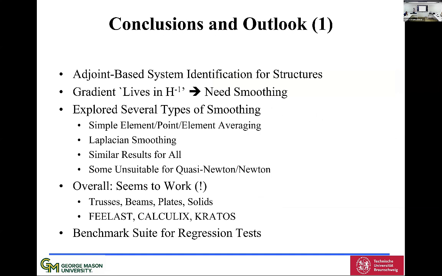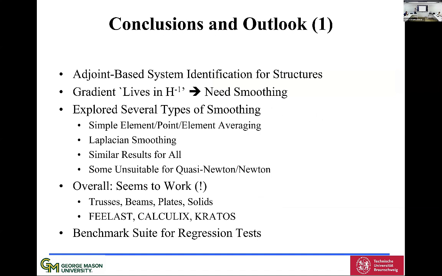Okay, so we've developed this adjoint-based system identification or weakness identification for structures. It's important to note that the gradient lives in H^-1, so it lives in a rougher space. You have to smooth gradients, and we have a paper on that. It's not super difficult, but you have to do it. If you don't do it, it doesn't work.